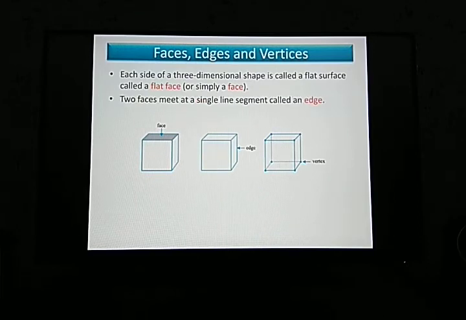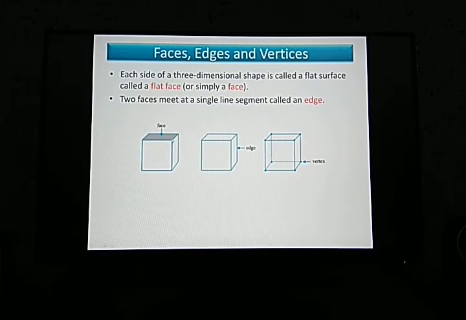Now next, what is an edge? Two faces meet at a single line segment called an edge. If you see carefully, this top portion is a face and this sidewise is a face. The line segment where they meet, this portion I am showing you with the cursor, is a line segment. When two faces meet, it forms a line segment, and this line segment is called an edge. Clear?